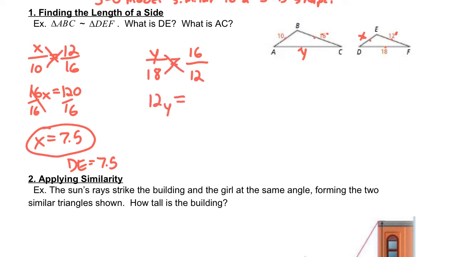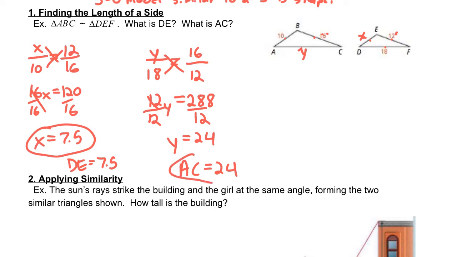equals 18 times 16. I'll use my calculator for that because I don't want to fudge the mental math. 18 times 16 is 288. And then I divide that by 12. Y is 24. So that means AC is 24. So you write the ratio comparing sides that match up in different shapes. Setting up that ratio, we're going to get some practice with that a little bit later.